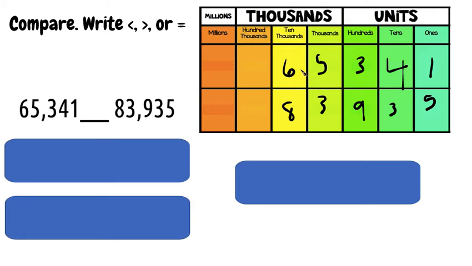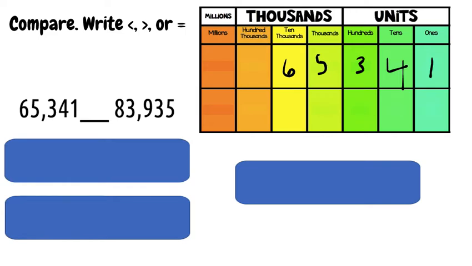All right, so now when I am comparing big numbers, the only place value that I want to pay attention to first is the biggest place value possible. So I don't have anything in the millions place, I don't have anything in the 100,000s place, but I do have digits in the 10,000s place. This 6-digit is worth 60,000. This 8-digit is worth 80,000. So what's larger, 60,000 M&Ms or 80,000 M&Ms? I'm going to go with 80,000 M&Ms. So that means that this number, 83,935, is larger. So I'm going to put that greater than symbol facing the 83,935.